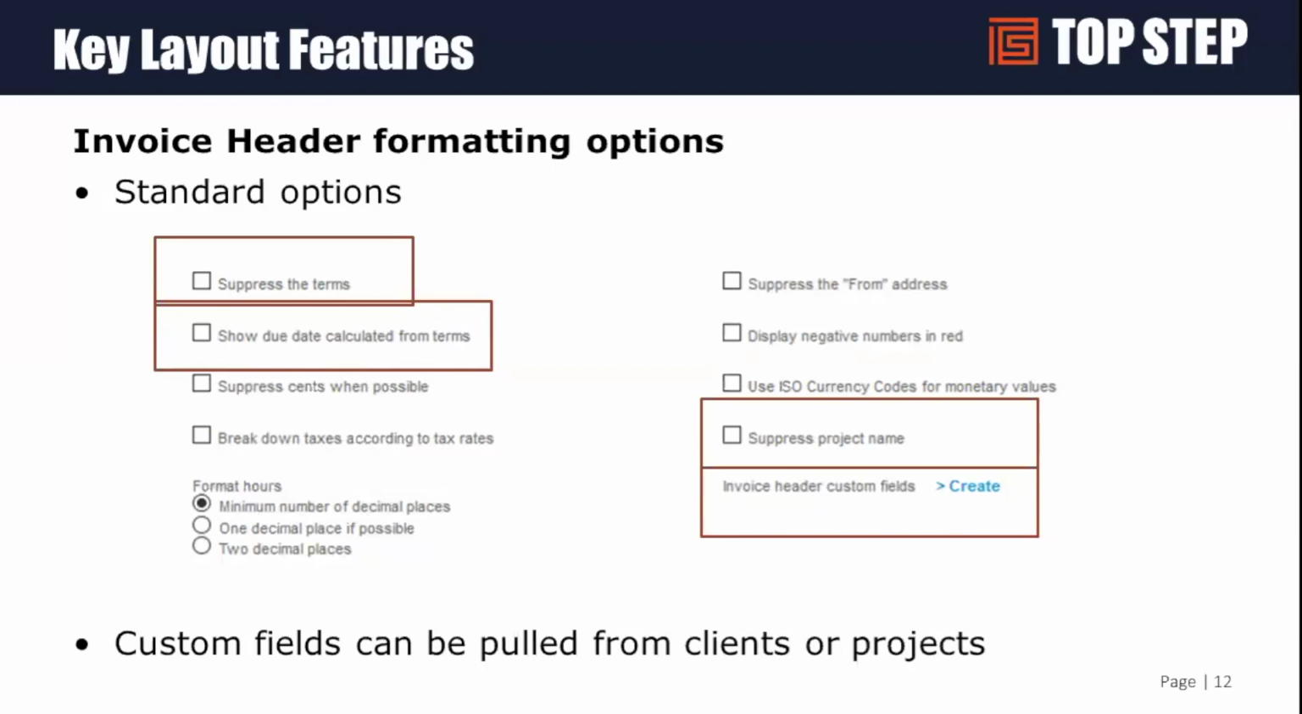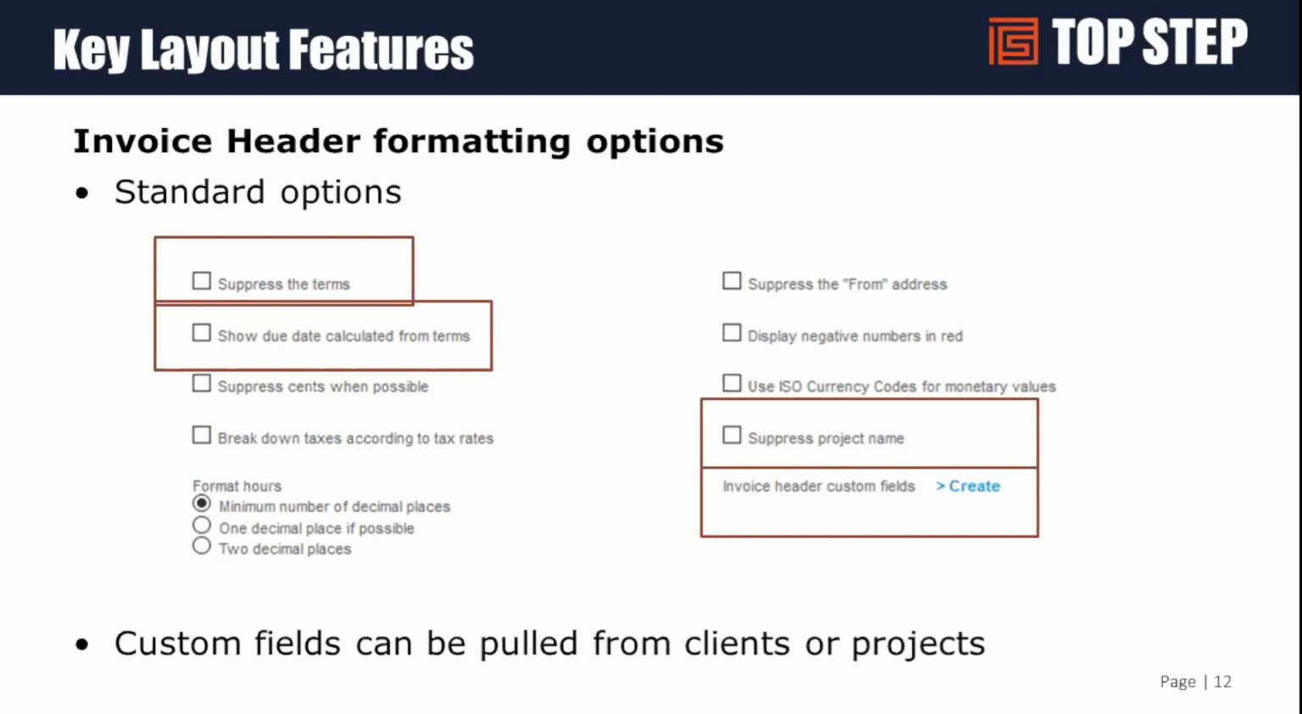So in the invoice layout itself, the invoice header has the ability to do things like suppressing the terms, so you don't see net 30 in the header, or show when it's due based on the terms. Net 30 from today would be December 14th, 13th, I don't know. Or suppressing the project name. This was especially important if you have multiple projects on your invoice. But if you don't want the invoice header to have the project name, you just want it to be in the content of the invoice, or maybe not at all, you can actually suppress the project name here.